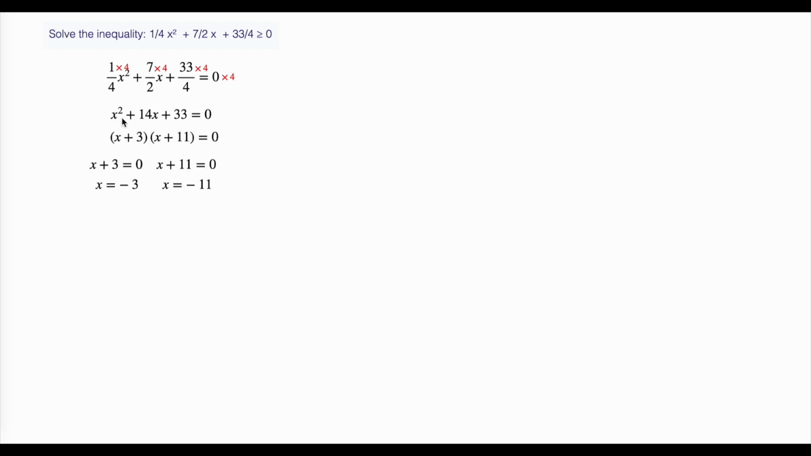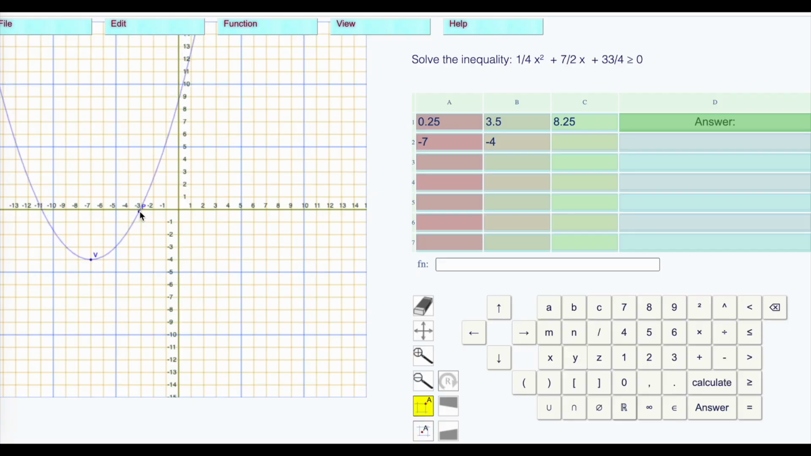If you're working on one of these and it doesn't factor out, you can always use your quadratic formula or completing the square. The zeros are negative 3 and negative 11. Drag this up to negative 3, and notice the other zero goes through negative 11. We're looking for when this is greater than or equal to 0. We're going to get a solid dot on the negative 11, and a solid dot on the negative 3. What's the interval for the x that makes this happen?